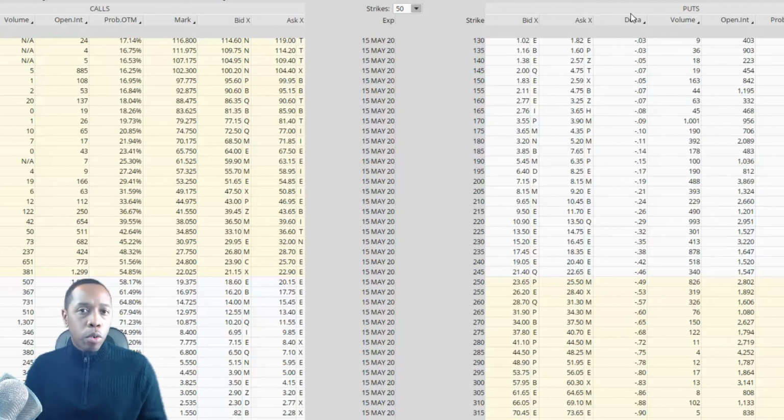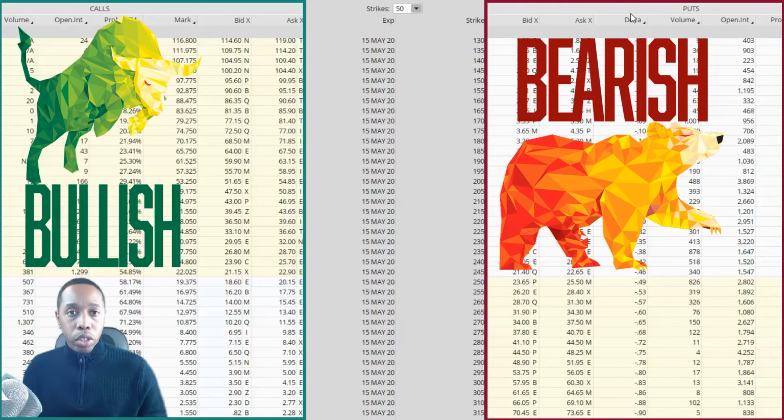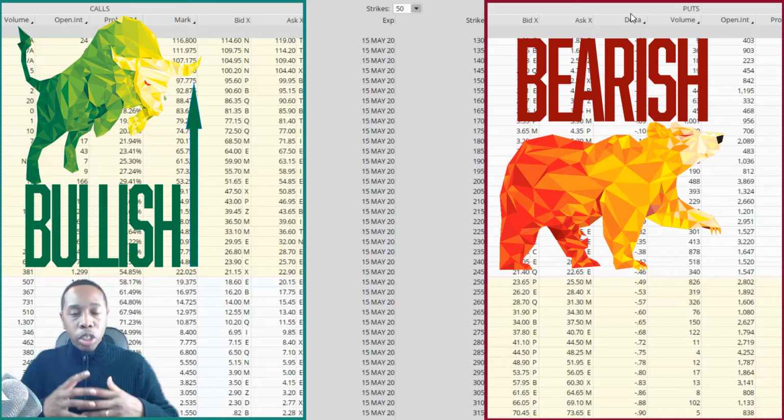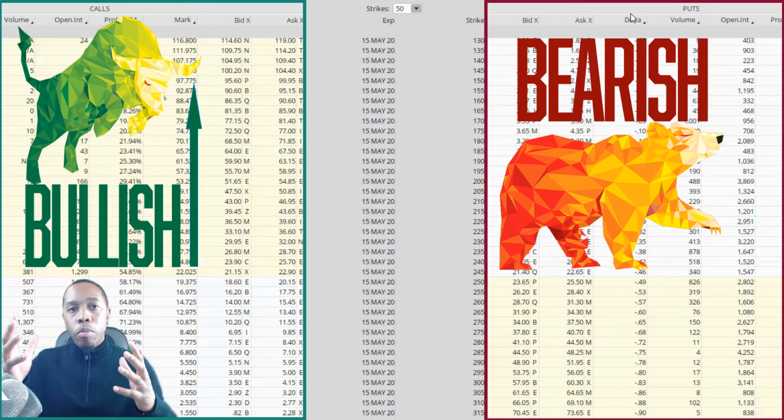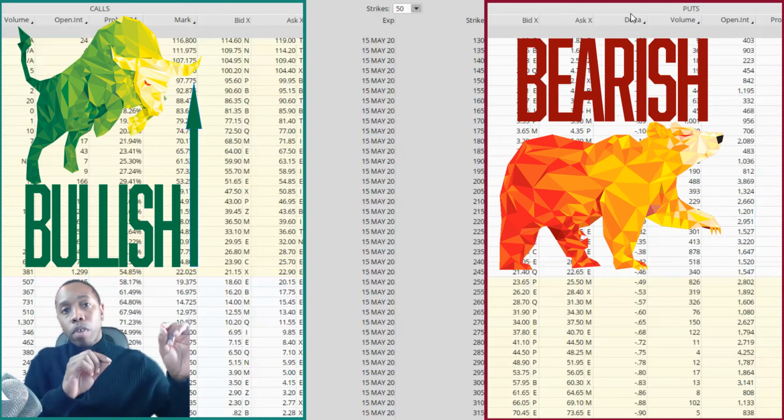Now, there's a general understanding of how these work. Calls are bullish. Puts are bearish. What does that mean? So if an investor buys a call, then it's a general assumption that he is long the stock. He's expecting the stock to go up in value, but instead of playing the stocks, he's going to play the call options. He'll buy a call option, and as the stock moves up, the call option will move up with it.